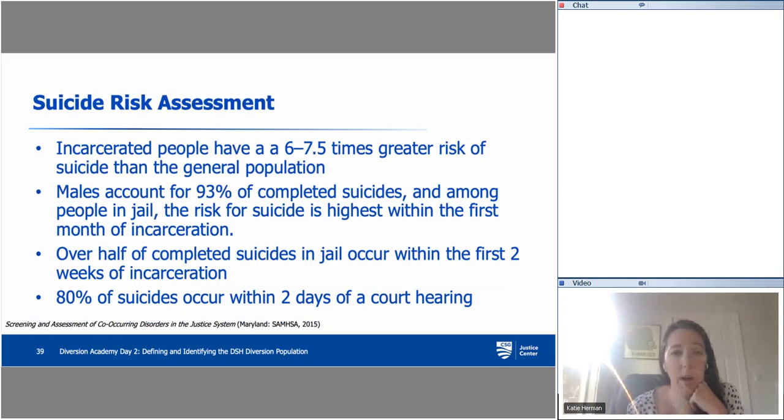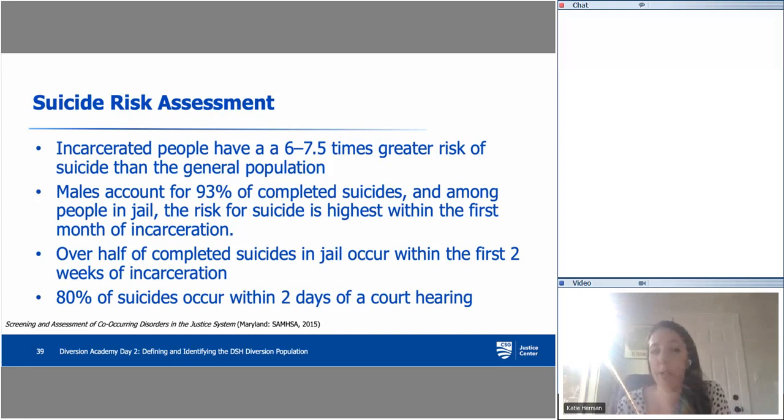Obviously suicide risk is so important. I just wanted to touch on a few points about the importance of it. Incarcerated people have a 6 to 7.5 times greater risk of suicide than the general population. Males account for 93% of completed suicides, and among people in jail, that suicide risk is highest within the first month of incarceration. Over half of completed suicides in jail occur within the first 2 weeks of someone's incarceration, and 80% of suicides occur within 2 days of a court hearing.